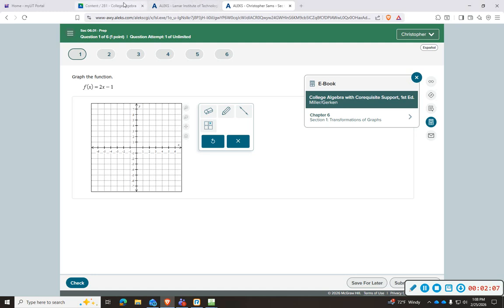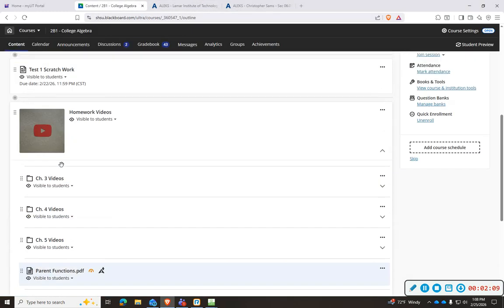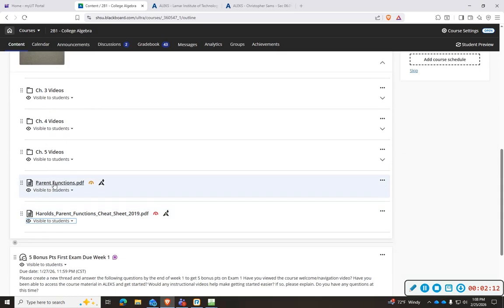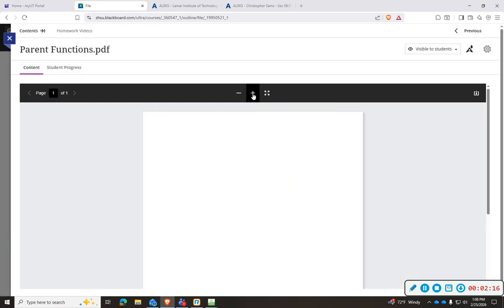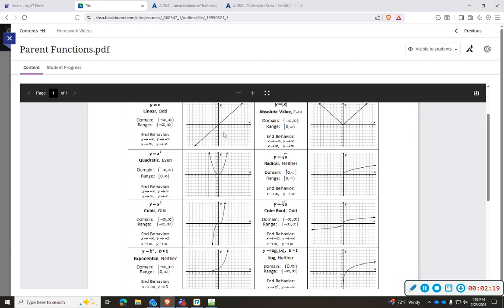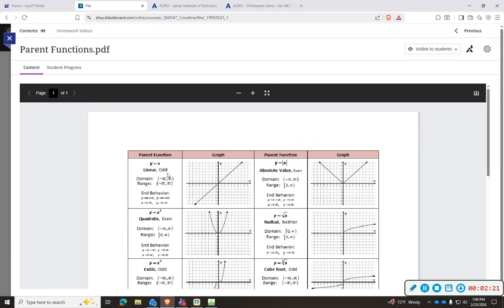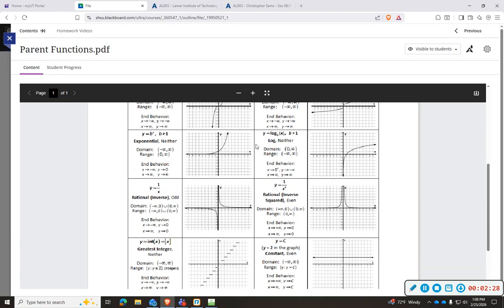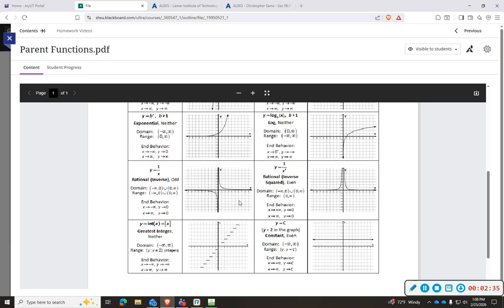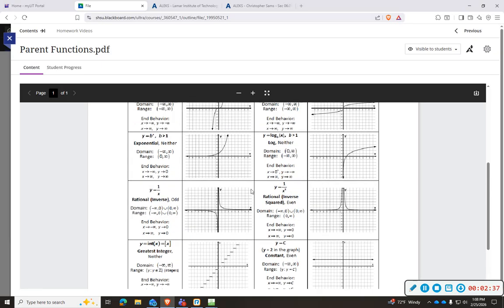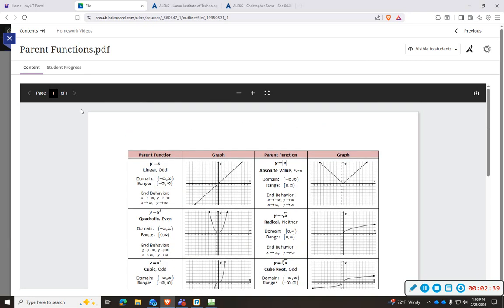In addition, in our Blackboard course, under homework videos, I've added 2 documents. So you have a parent function. The parent function is pretty much similar. They may give you a different name, but pretty much similar to the same graphs. You have linear. It even tells you a little bit of the symmetry, domain, and range here. And these are mainly the algebraic functions. It has the integer function, which we don't really use very much, but it's there, and has the reciprocal and the reciprocal squared on the parent function document.